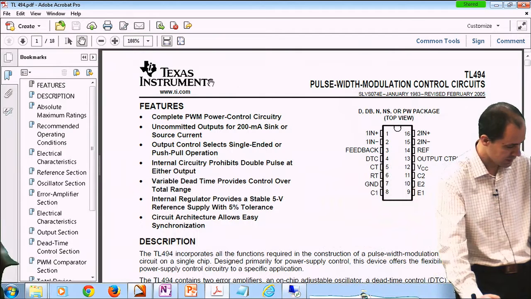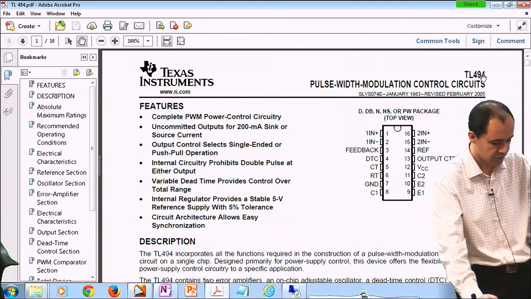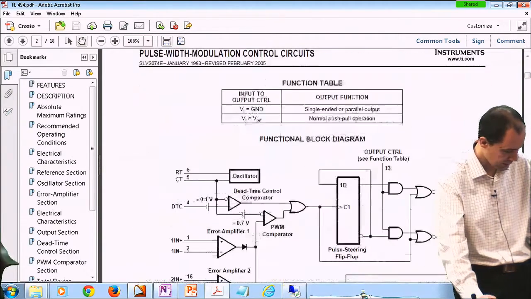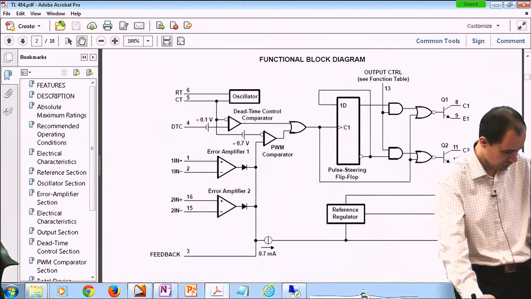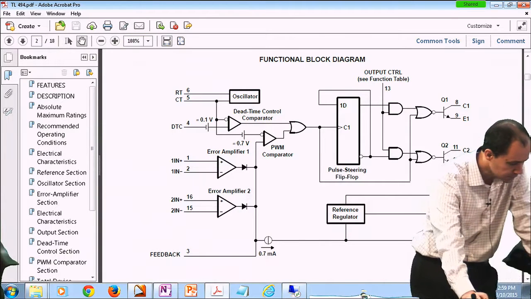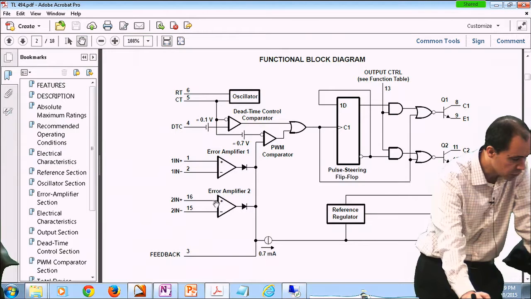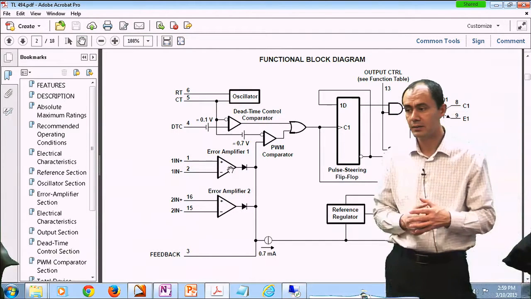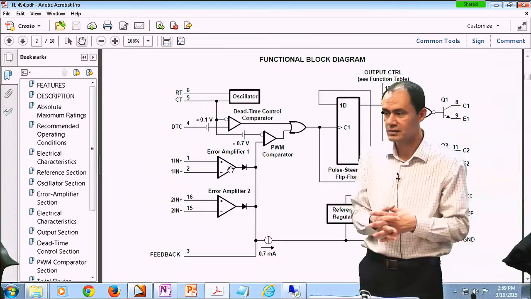Like this one is a TI product. It's a relatively old one, TL494, and it has 16 pins. And this is the diagram of the chip. So you can see, for instance, instead of having 1 error amplifier, it has 2. I don't really know why we need a second one.